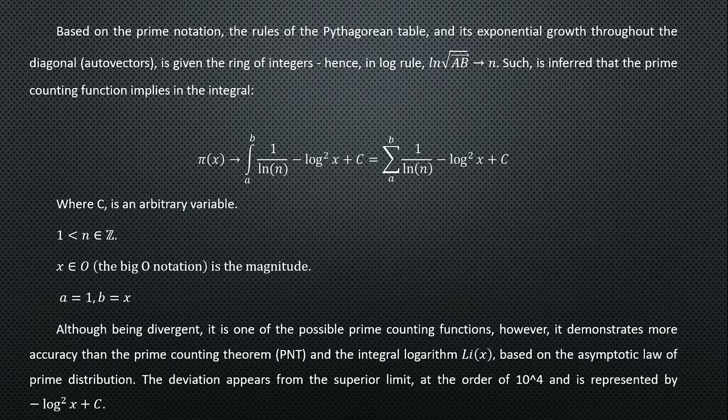However, it demonstrates more accuracy than the prime counting theorem and the integral logarithm of x, based on the asymptotic law of prime distribution. The deviation appears from the superior limit, at the order of 10 to the power of 4 and is represented by the negative square of the logarithm, base 10, of x plus c. The solution of this prime counting function integral is given by the summation of the reciprocals of the logarithm of n, until the superior limit x, plus its respective deviation.